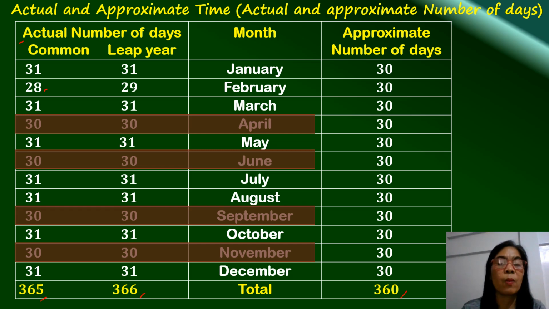So I hope you can now easily identify what are those months. So 30 days of September, April, June, and November. All the rest is 31 except February has 28. Okay, and during leap years, February has 29 days. So actual number of days, 365 during common year, 366 during leap year, and 360 days, approximate number of days in 1 year.